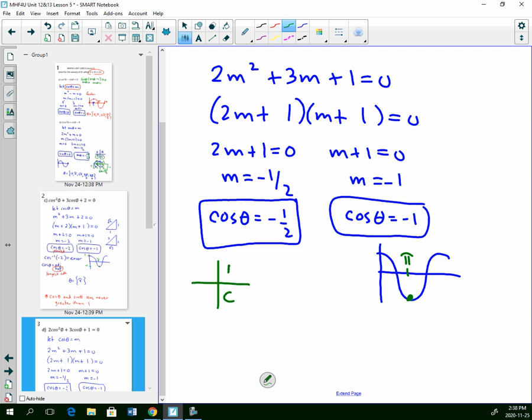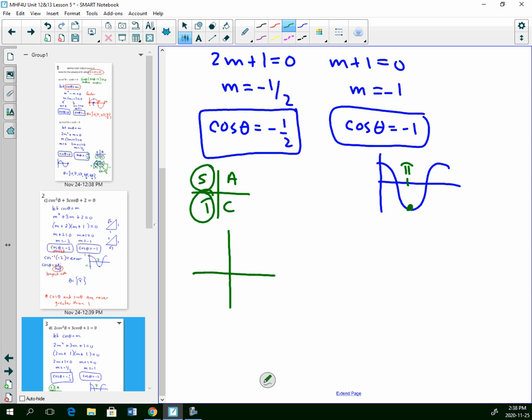We're going to use the CAST rule. Cosine is negative in quadrant 2 and 3. So we'll draw a diagram in 2, a diagram in 3. Cosine is adjacent over hypotenuse, so the adjacent side is -1. The hypotenuse is 2, so that creates a related angle of pi over 3.